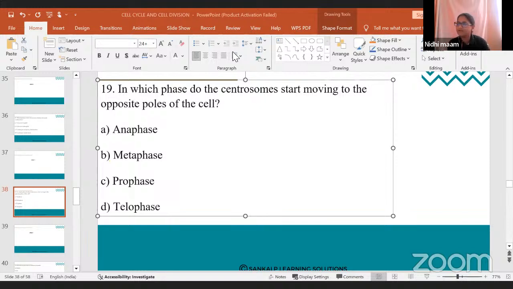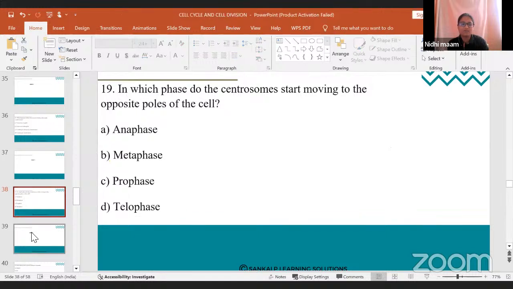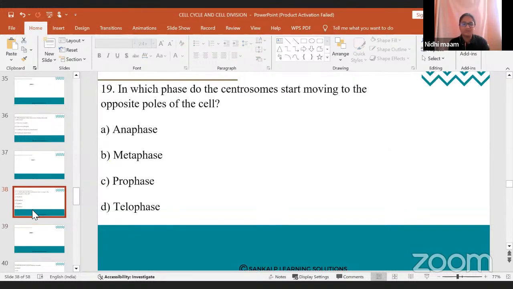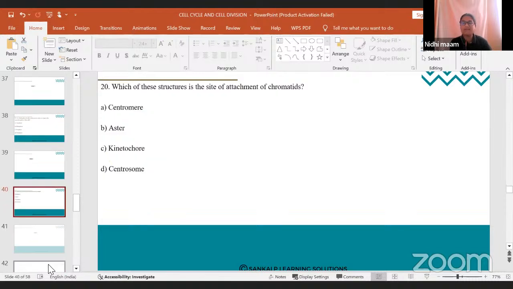Okay. Bhimabai Ambedkar answered it via YouTube. So the right answer for this question is option C, that is prophase. So during the prophase, the centrosomes start to move to the opposite poles.